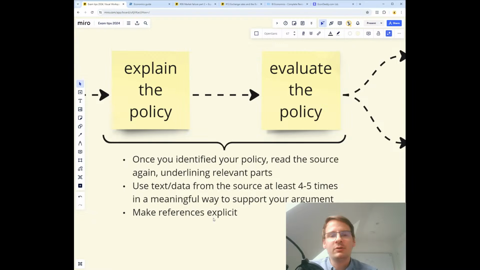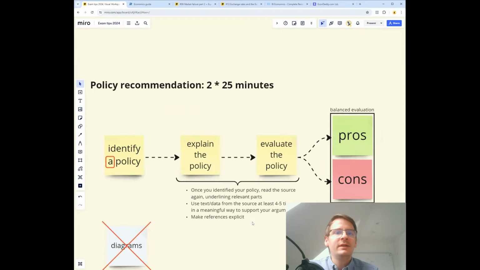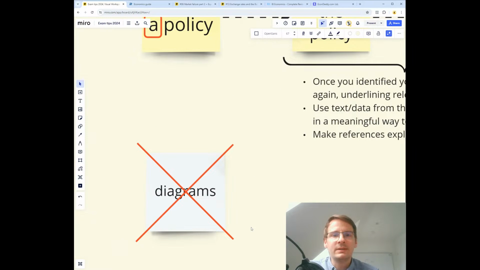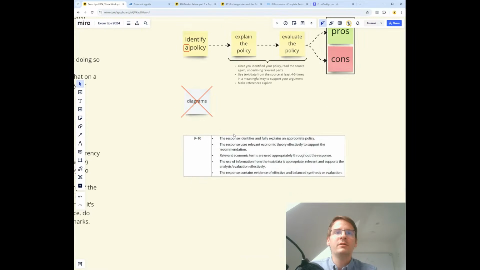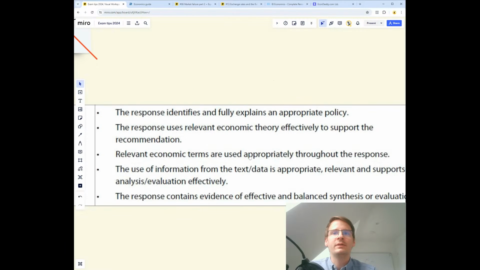And of course, make your references explicit. Importantly, no need for diagrams. It's just a waste of time. Don't draw diagrams because it's not needed. And I'm telling you that yes, you can get 10 marks even if you only write 1 page in that box. It is enough space. So don't worry, it's not like you have to write 3 pages and otherwise you wouldn't get close to full marks.